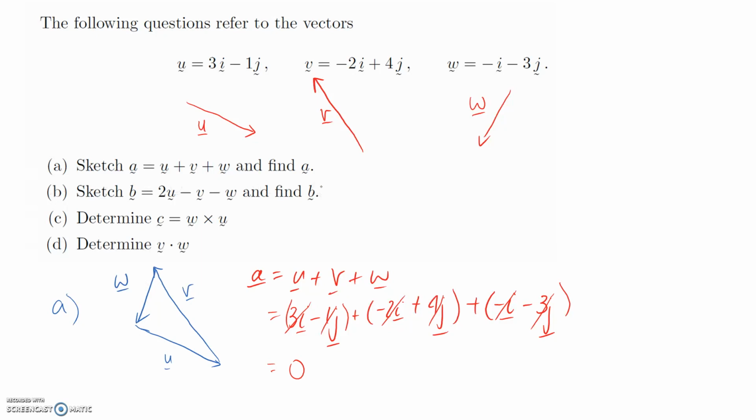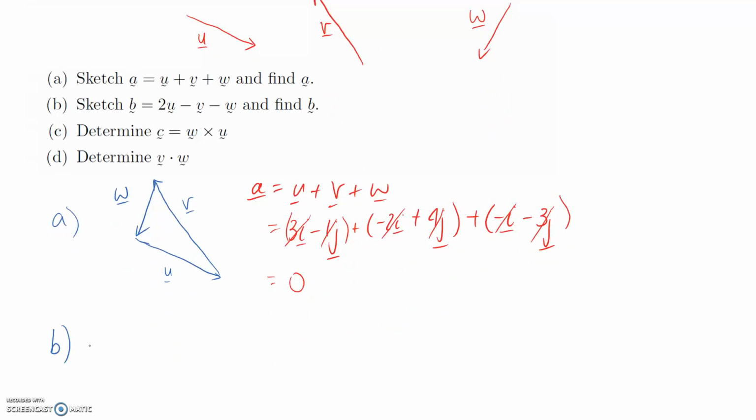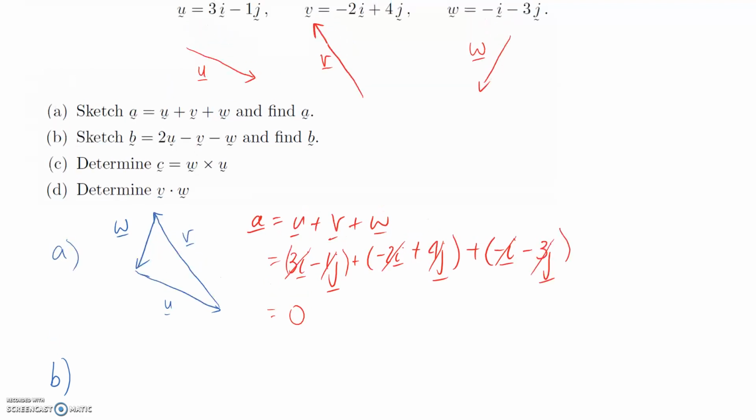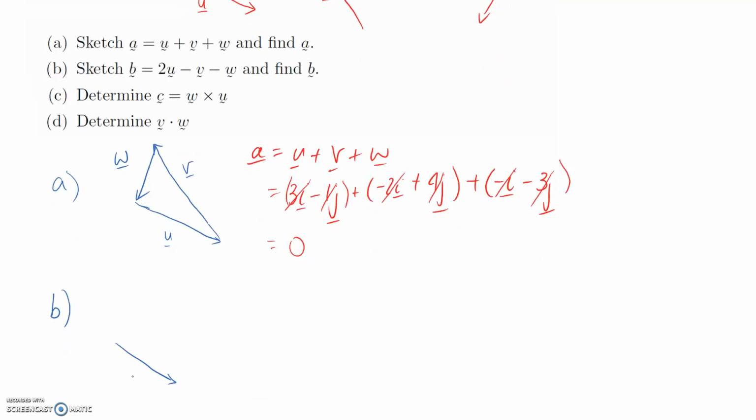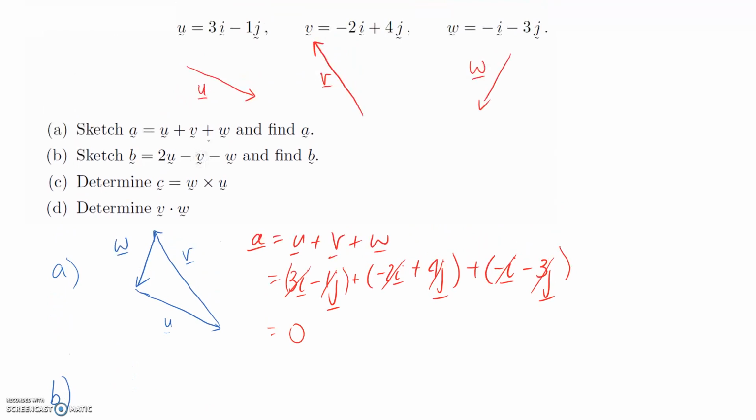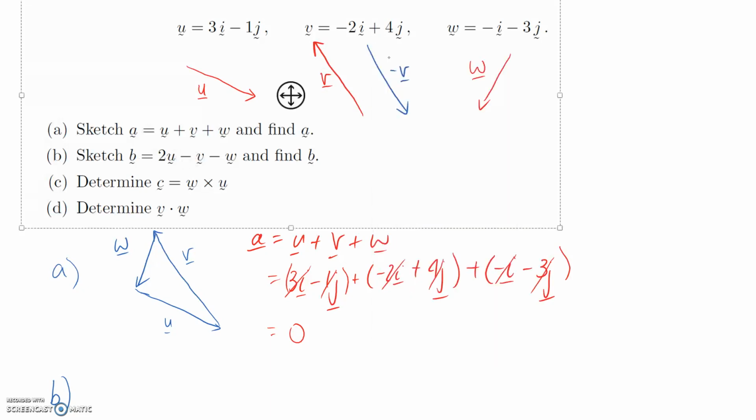Alright, so let's go with B now. So this one we've got 2u minus v minus w. So we'll start with drawing the sketch again. So 2u means that we basically have double the length of this in the same direction. I'll just draw it as 2u's though. So something like this. We've then got minus v. Alright, so if this is normal v or positive v, when we have the negative of a vector, all that happens is we change the direction of it over. So this would be negative v. Okay, same length of the vector, just the opposite direction. So that's what we need to add to the end, this vector here, negative v.